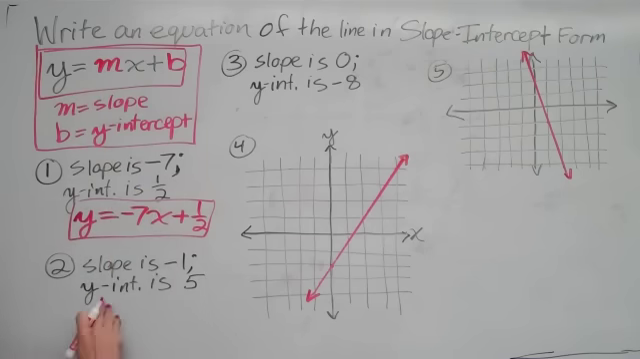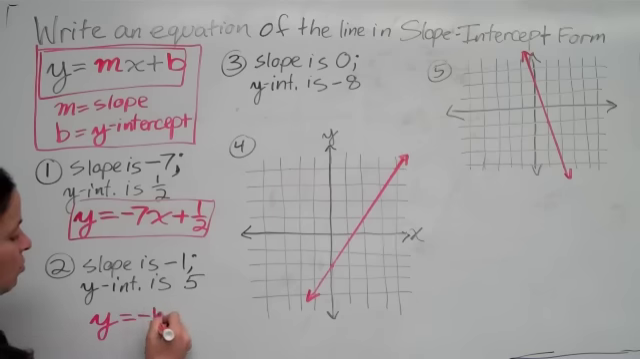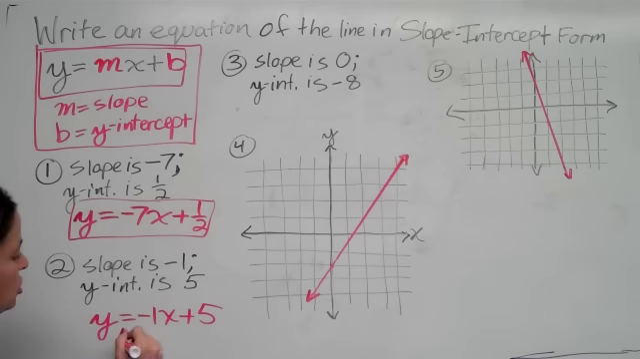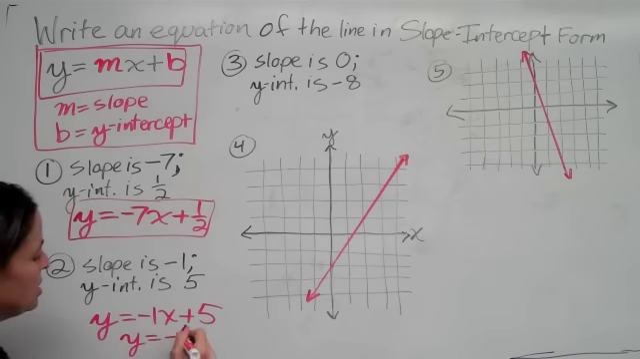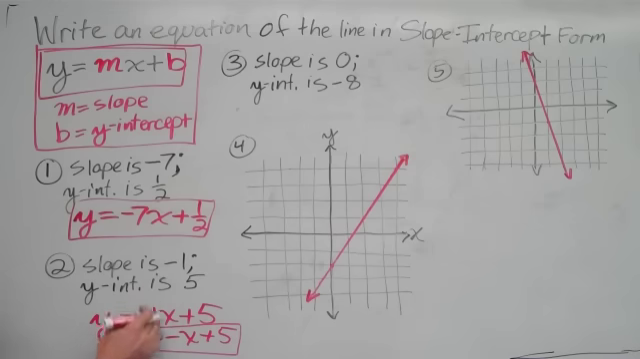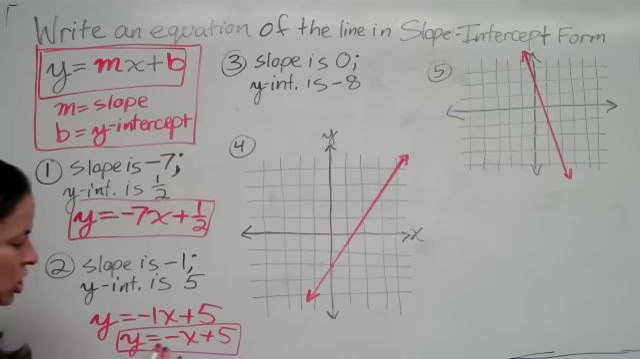Number 2, same idea. They tell me my slope is -1. So when I think of it, it's -1 times x plus my y-intercept, which is 5. Now, we usually don't see it as y equals -1x plus 5. We usually just see y equals -x plus 5, and we don't need that coefficient of 1. We can basically just call it a -x.